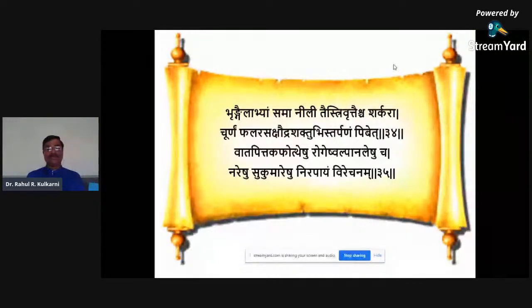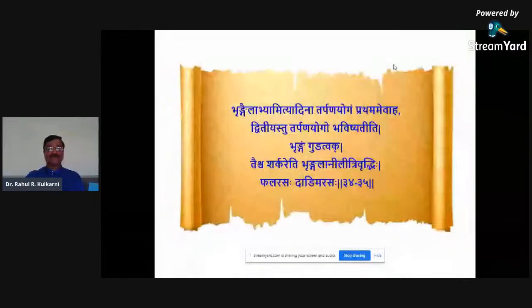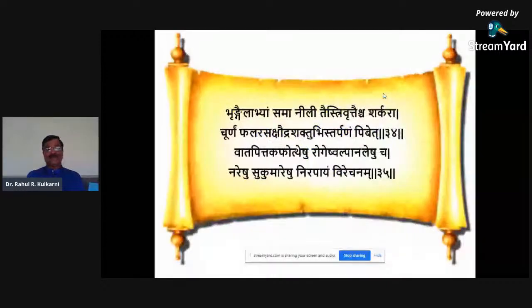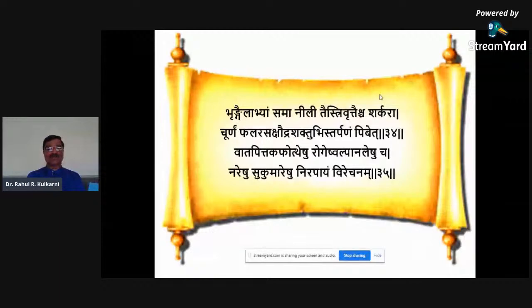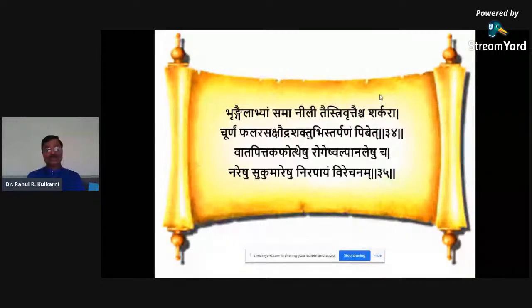Shaktubhis tarpanam pibet. Here bhrungailabhyam, what he says is bhrunga, that is tvak has to be taken, ela in equal quantity, nilini 3 times of this and twice of these, and trivrut churna equivalent to the quantity of this ela, tvak and nili. Means 1 part each of tvak and ela, 2 parts of nilini mula and 4 parts of trivrut churna, and it has to be used with sharkara. The churna is to be used with phalarasa, shaudra, shaktubhir tarpanam pibet.